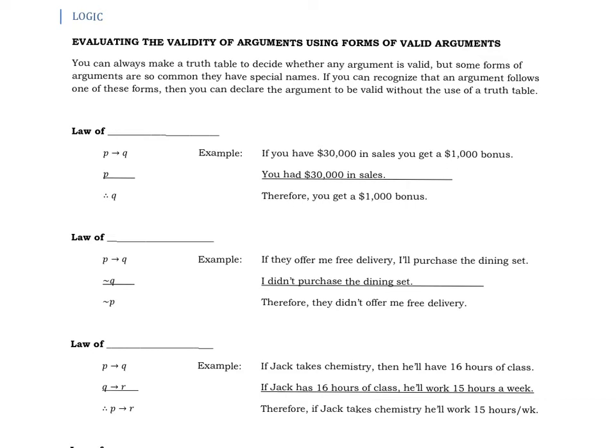So, on this page, these are all valid arguments. These all lead to valid arguments. And if you can recognize these forms, it saves you from having to make the table. Okay, so the first one is called the law of detachment.